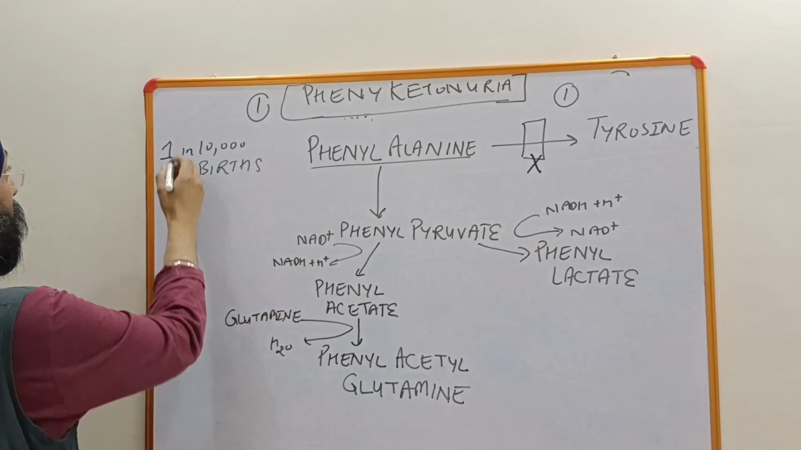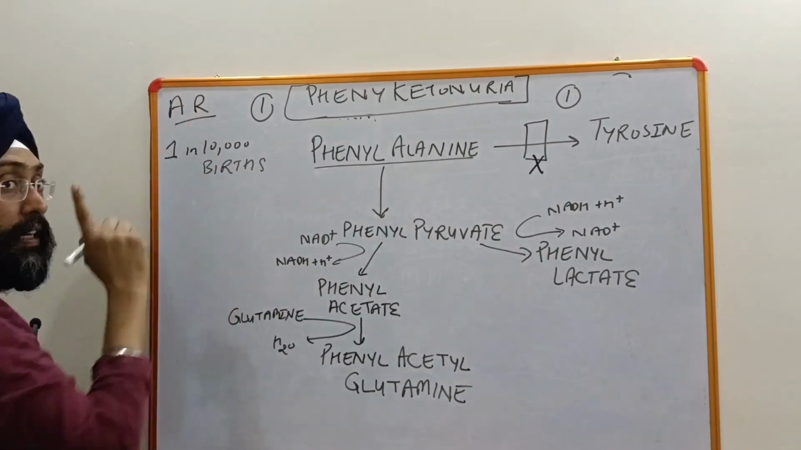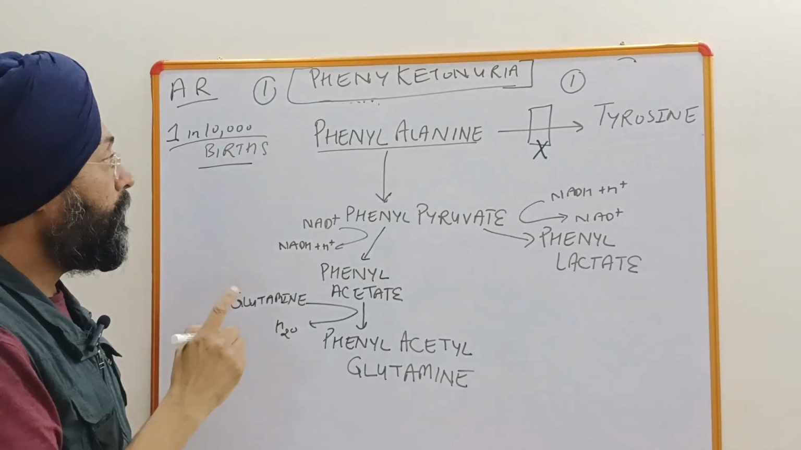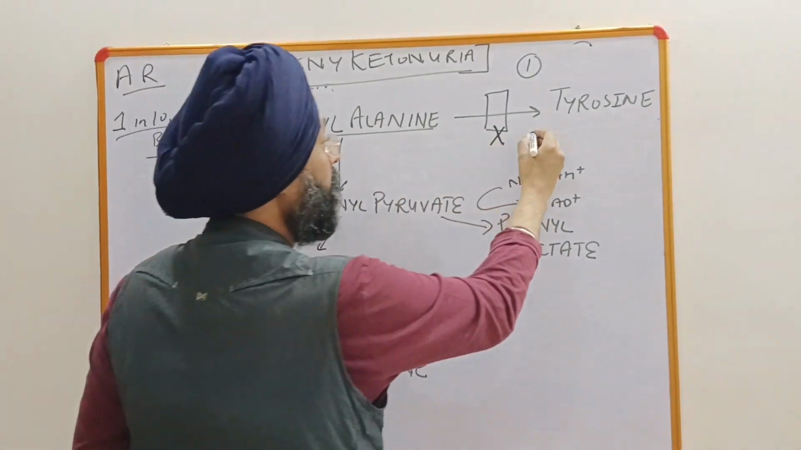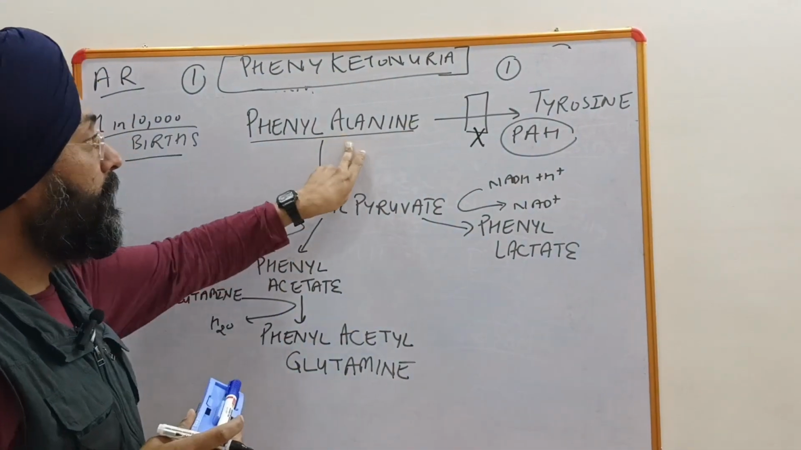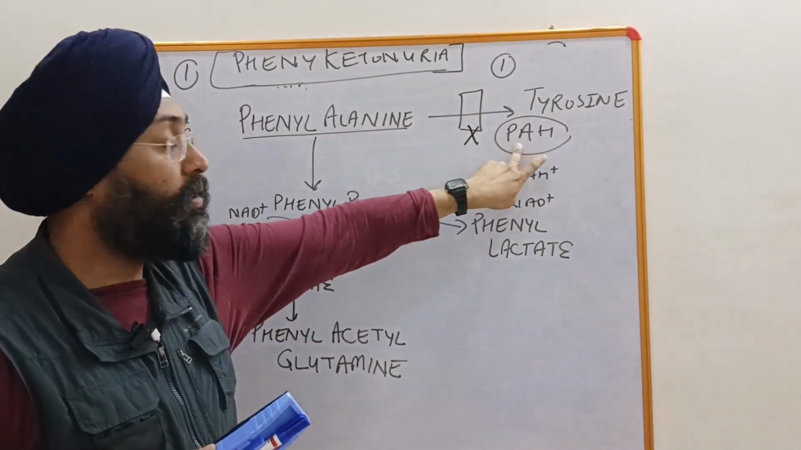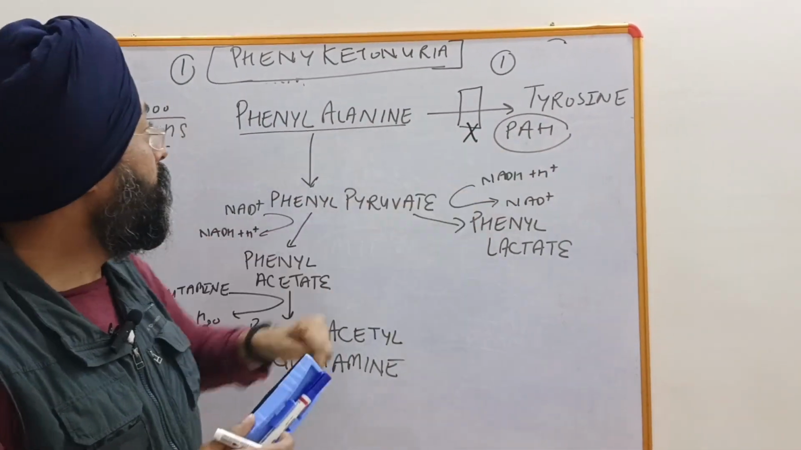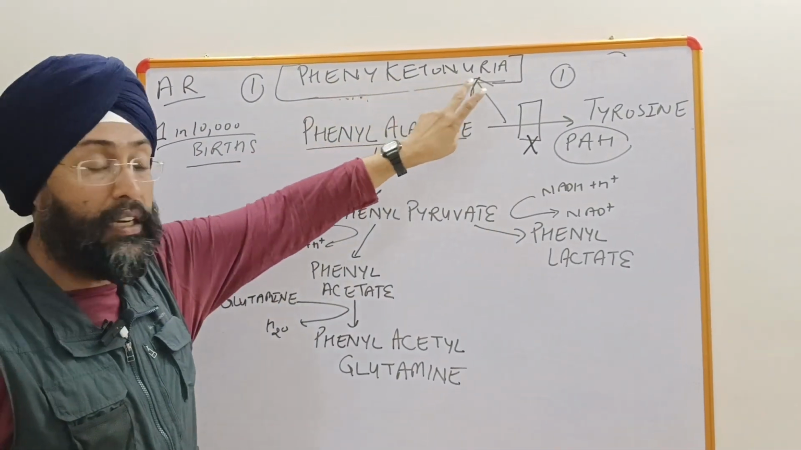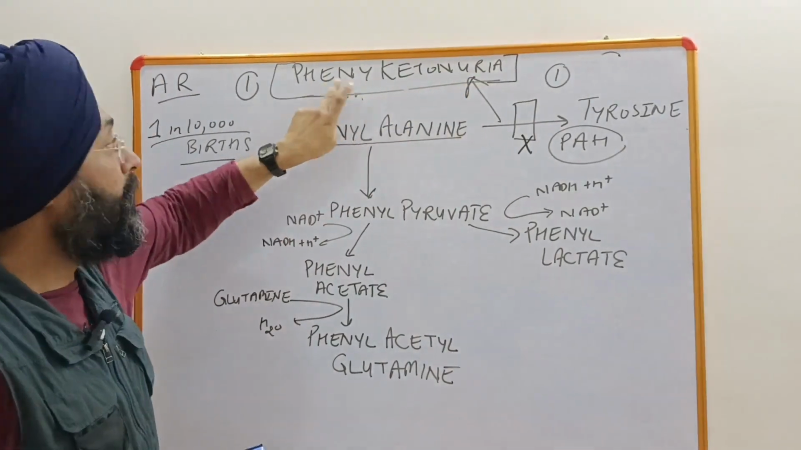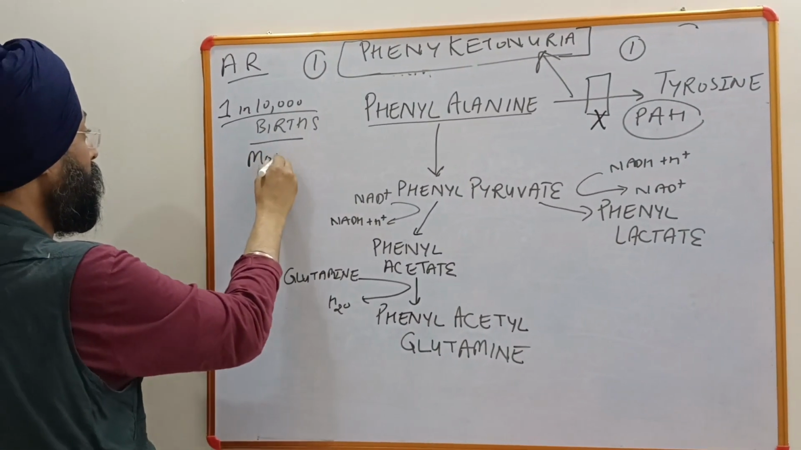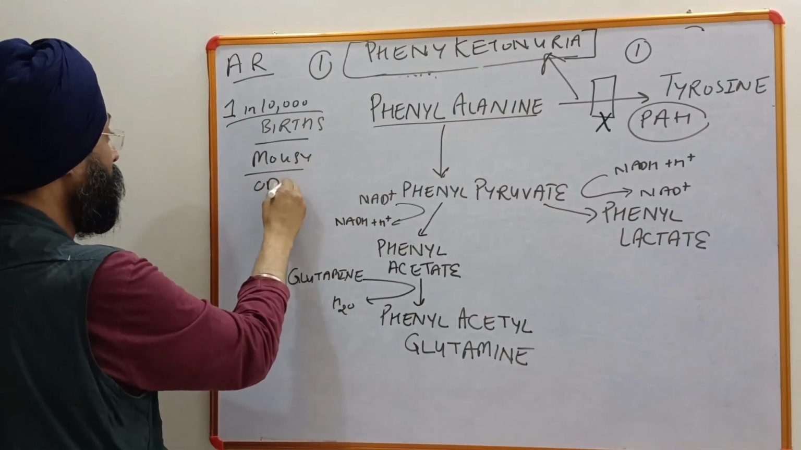First of all, it is an autosomal recessive disorder, right? And the incidence is 1 in 10,000 births, right? The enzyme defect is phenylalanine hydroxylase, right? The first step was conversion of phenylalanine to tyrosine, but due to absence of this enzyme, phenylalanine hydroxylase, the disorder is phenylketonuria. The name is phenylketonuria. Why? Ketone bodies in urine. And the characteristic feature is mousy odor of urine, right?